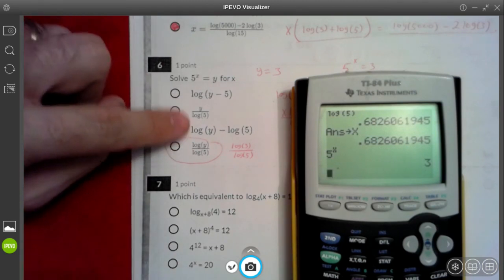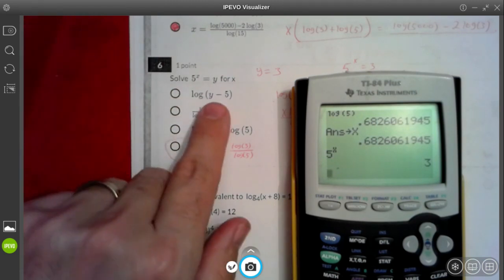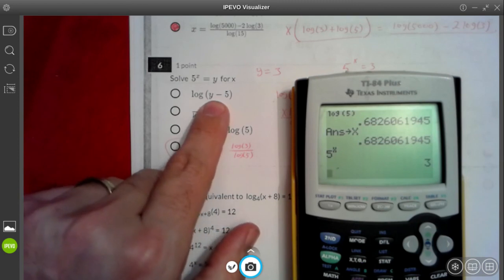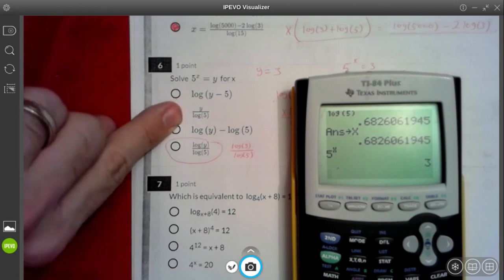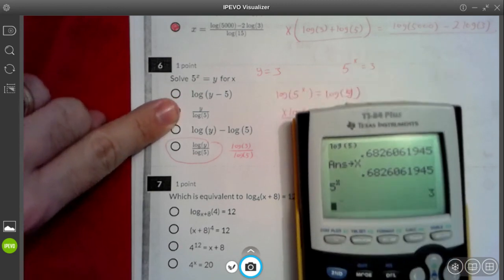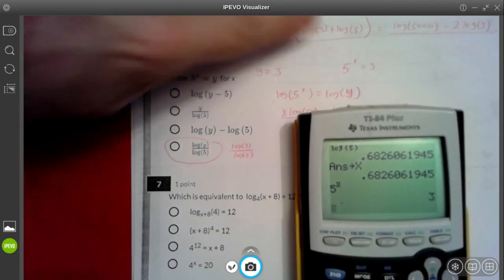But it wouldn't work for these other equations. In fact, you couldn't even plug in 3 for y on this one, right? Because it would give you a negative. This one would be 3 divided by log 5. And if you tested it out on this equation for x, it would not work.